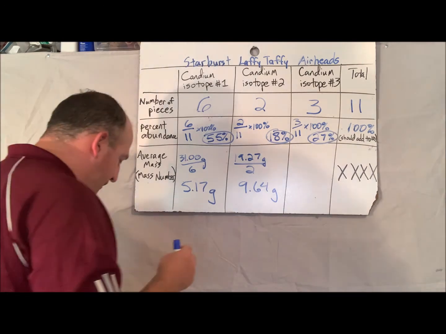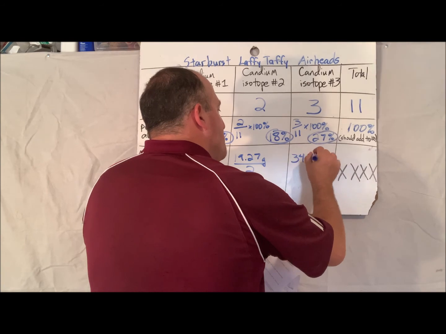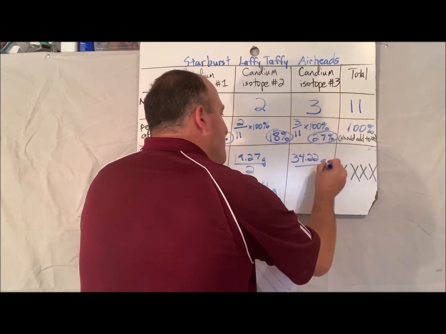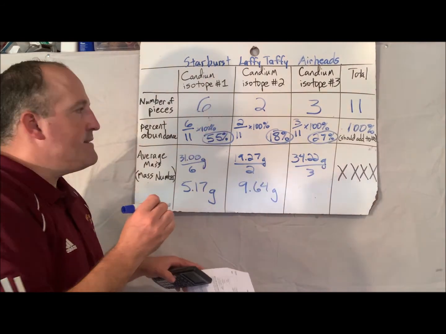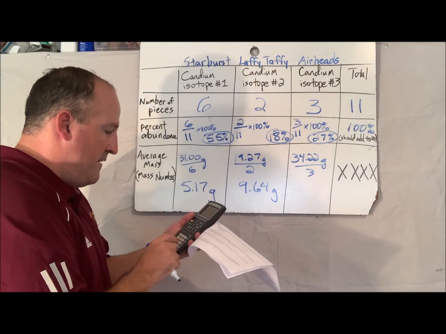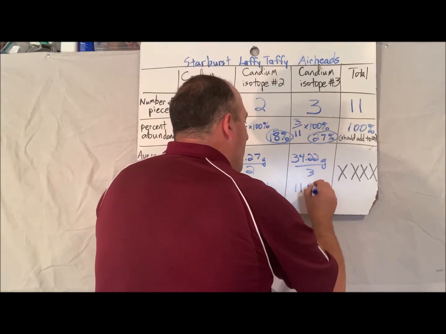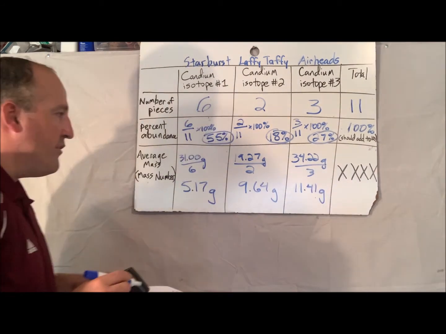And again, for the Airheads, same process. The mass for the 3 Airheads was 34.22 grams. There were 3 pieces of Airheads, so we'll divide out. And we get 11.41 if I'm rounding to the hundredths place.